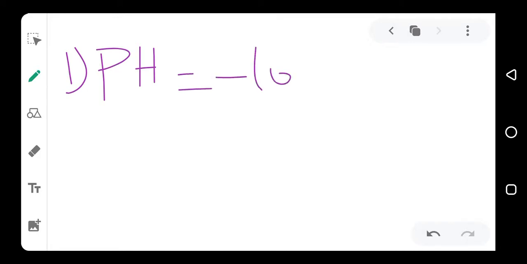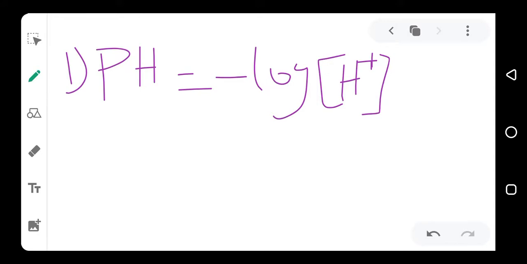Number one thing to know is that we have to know how to define pH. What is pH? pH is defined as the negative logarithm of hydrogen ion concentration of a solution. Mathematically, we can express pH as negative logarithm of hydrogen ion concentration.